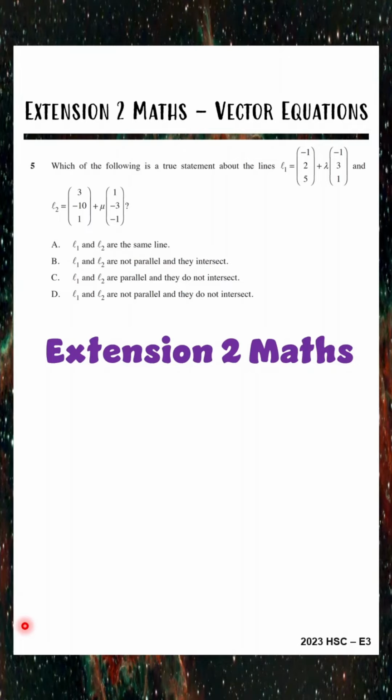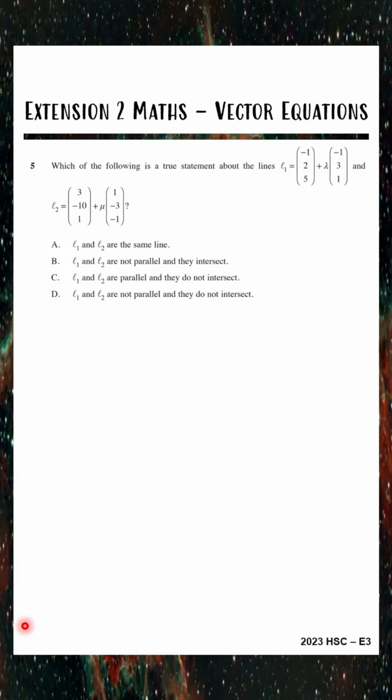Let's have a go at this question from the 2023 Extension 2 Maths HSC exam. We have two lines given in vector equation format like this, and we want to see which of these four statements is true. The four statements are talking about the lines being parallel or not, and whether or not they intersect. All right, let's start off by figuring out whether they are parallel.